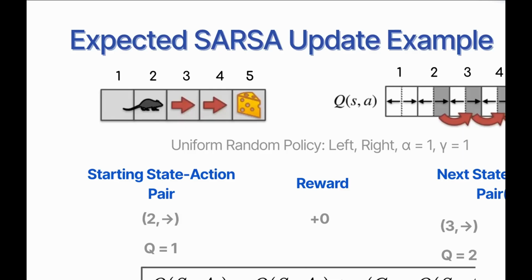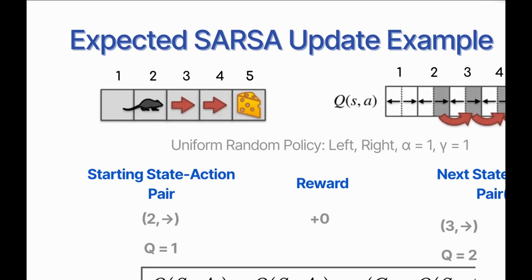So you just do the update: Q of (2, right) equals Q of (2, right) plus 0. But this time you weight both of these Q values by how likely they are under the policy. That's the expected value. Since it's a uniform random policy, you're equally likely to go left and right, so that's why you weight them like this. By doing the calculation, you get 1.5. So this is a different way of updating the Q value using expected SARSA.